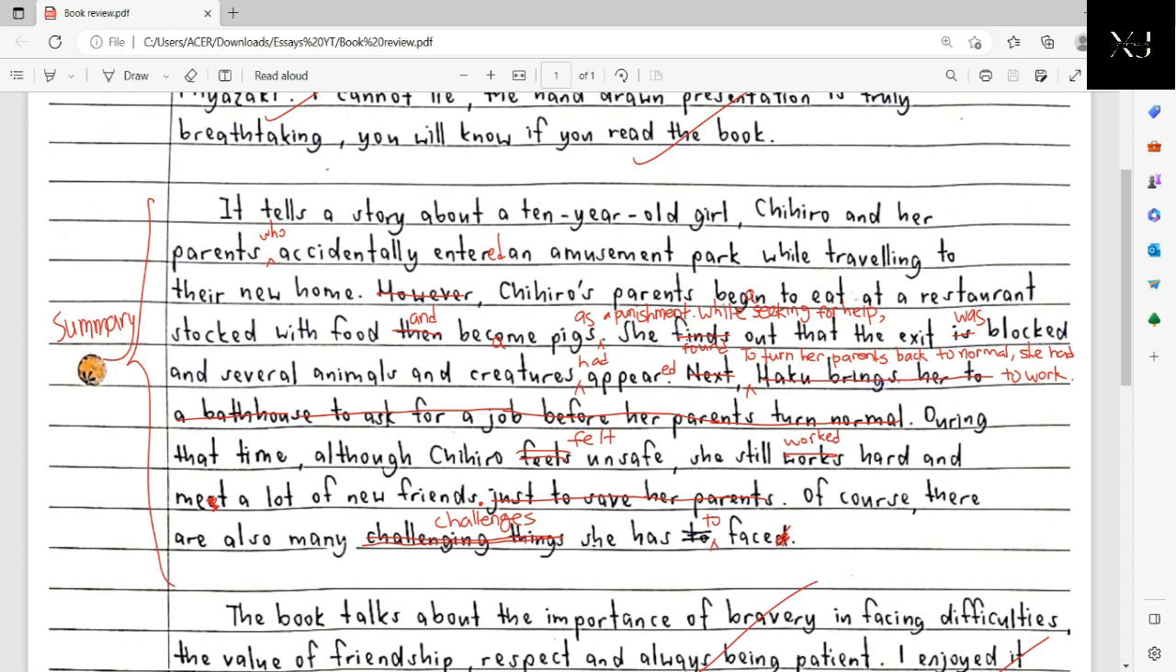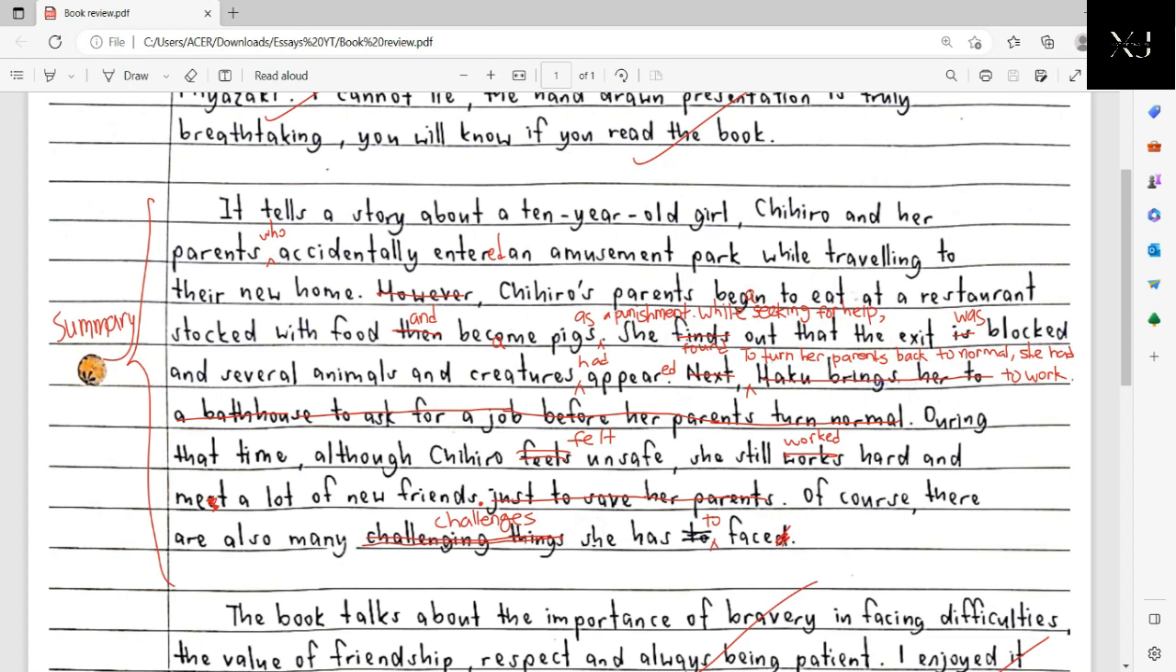Okay, so you say Haku brings her to a bathhouse to ask for a job. So honestly, if anyone doesn't know this movie, or hasn't watched the movie or read the book, they'll be wondering, who is this Haku? It's so random that this character appeared. Okay, so I crossed it out and said that to turn her parents back to normal, she had to work. We just summarize it. No need to say, oh, she asked for a job, went to the bathhouse, blah, blah, blah. For me, it's too long.